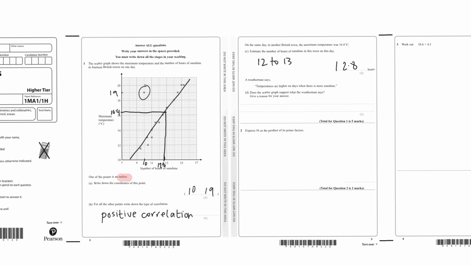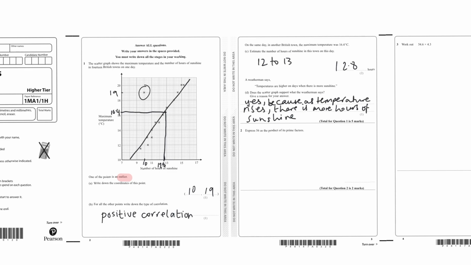Then a weatherman says that temperatures are higher on days when there is more sunshine. Does this scatter graph support what the weatherman says? I would definitely say yes. Why? Because if you've got a positive correlation, then as one goes up, the other one does too. That's why it's positive, because they're both going up. So I would say yes, because as temperature rises, there are more hours of sunshine. Or you could say anything along those lines, like yes, because the graph shows a positive correlation, or yes, because with more sunshine, the temperature rises. Either way, you would get the marks.